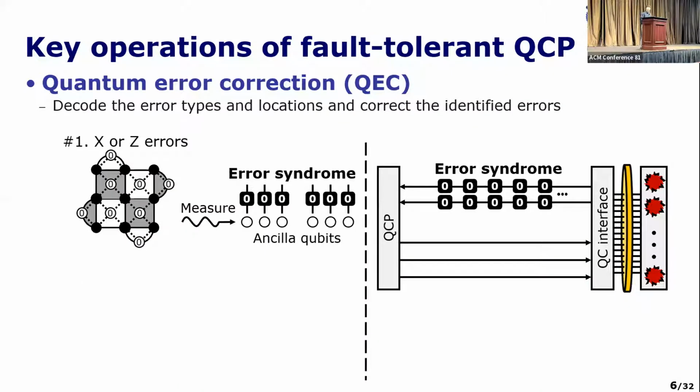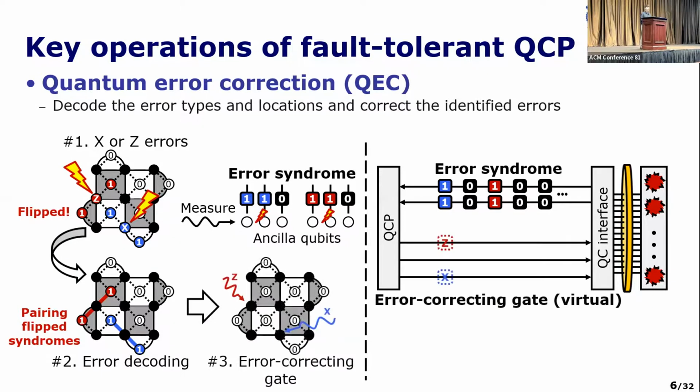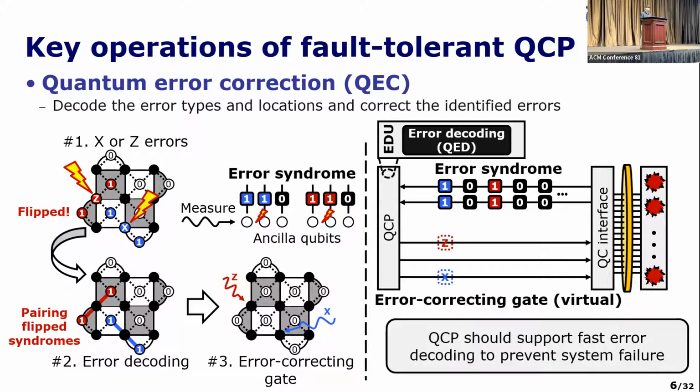The second key operation is the quantum error correction. First, when X or Z error occurs in data qubits, the adjacent error syndromes are flipped. Second, the control processor identifies the error types and location by pairing the flipped syndromes. This step is called error decoding. Finally, the control processor corrects the identified errors by virtually applying X or Z gate. Note that the quantum control processor should support fast error decoding to prevent a system failure.